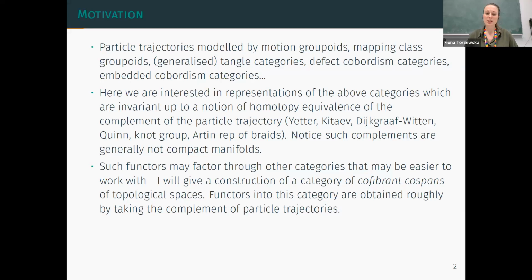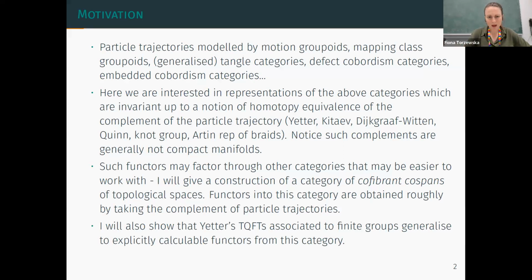So what we do here is construct a category of cofibrant cospans of topological spaces. And of course, I'll say what I mean by this. And functors from each of the categories we named above can be obtained with target this category of cofibrant cospans roughly by taking the complement of these particle trajectories. So the first thing I'll talk about is the construction of this category. And then I'll also talk for a bit about what motion groupoids are and how explicitly, in this case, to obtain a functor into this category of cofibrant cospans. And then I'll also show how Yetter's TQFTs associated to finite groups can generalize to give us functors from our category of cofibrant cospans, which really are explicitly calculable, and we can get particle statistics out of these functors.